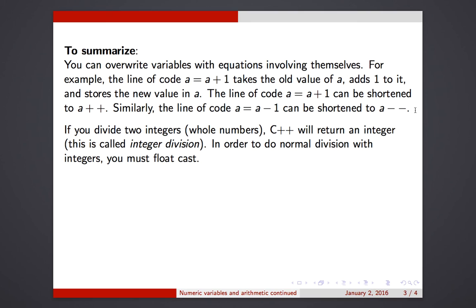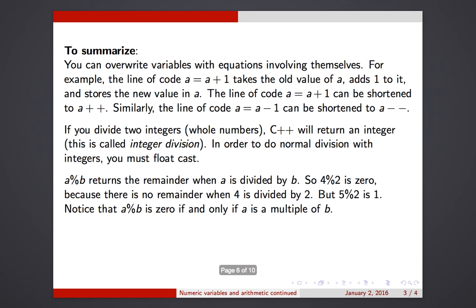If you divide two integers, so two numbers that have no decimal component, C++ will give you a whole number back. So 7 divided by 2 is 3 from the computer's perspective. This is called integer division. If you want to do regular division, you have to cast a float like we did.